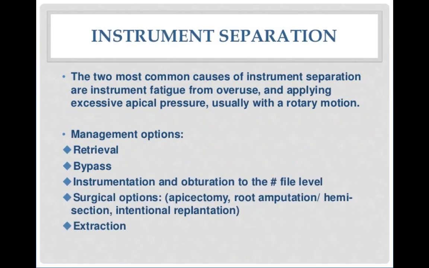Instrument separation. The two most common causes of instrument separation are instrument fatigue from overuse and applying excessive apical pressure, usually with a rotary motion. Management options: retrieval, bypass, instrumentation and obturation to the file level. Surgical options: apicectomy, root amputation, hemisection, intentional replantation and extraction.